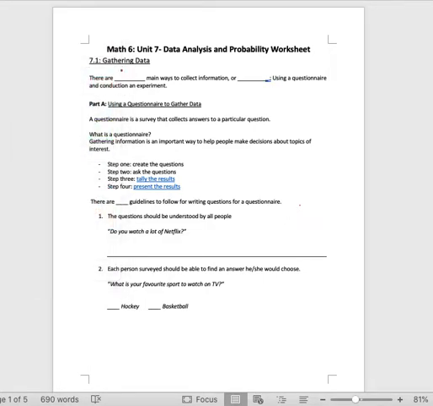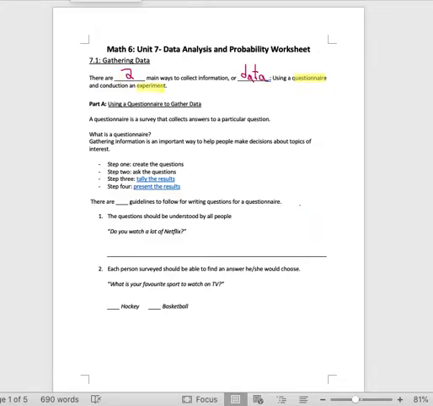There are two, so this is where you need to fill in the blanks. As I write this in, you're going to type this in yourself. There are two main ways to collect information or data. Data is just numbers and information. You can use a questionnaire or you can conduct an experiment. That's what we're going to talk about first.